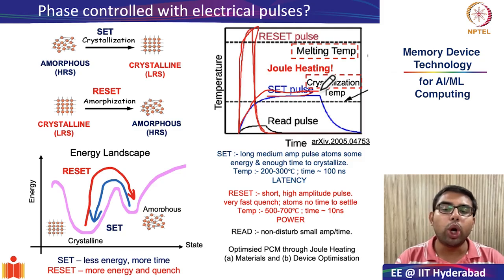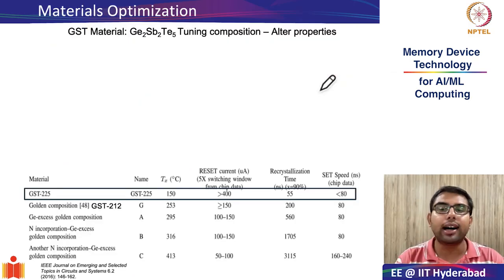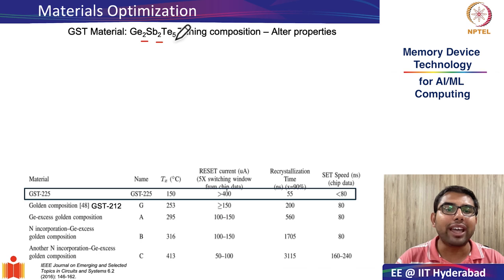And today we are going to look at the technological aspects, starting with materials optimization. As we know, the phase change material is the heart of any PC RAM, and it makes sense that we need to tune the composition of the PC material so that you get ideal device characteristics. As we had seen, the so-called ideal material is something called GST 225. GST stands for germanium, antimony, and tellurium. And the ideal material had a composition of 2:2:5.